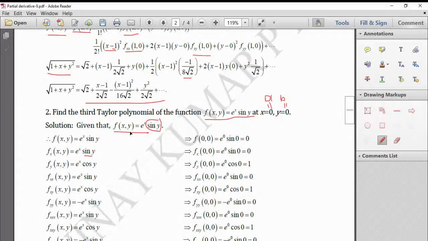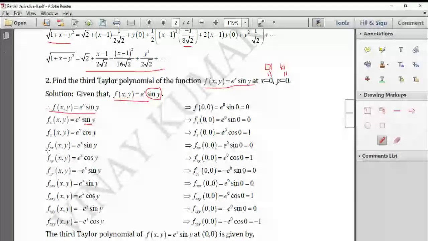Now differentiate this with respect to y. When you're differentiating with respect to y, your e to the power of x is constant. Derivative of sine y is cos y. But we need this at 0, 0. Put x equal to 0 and y equal to 0. So e to the power of 0 into cos 0. e to the power of 0 is 1. Cos 0 is also 1. So 1 into 1 is 1.